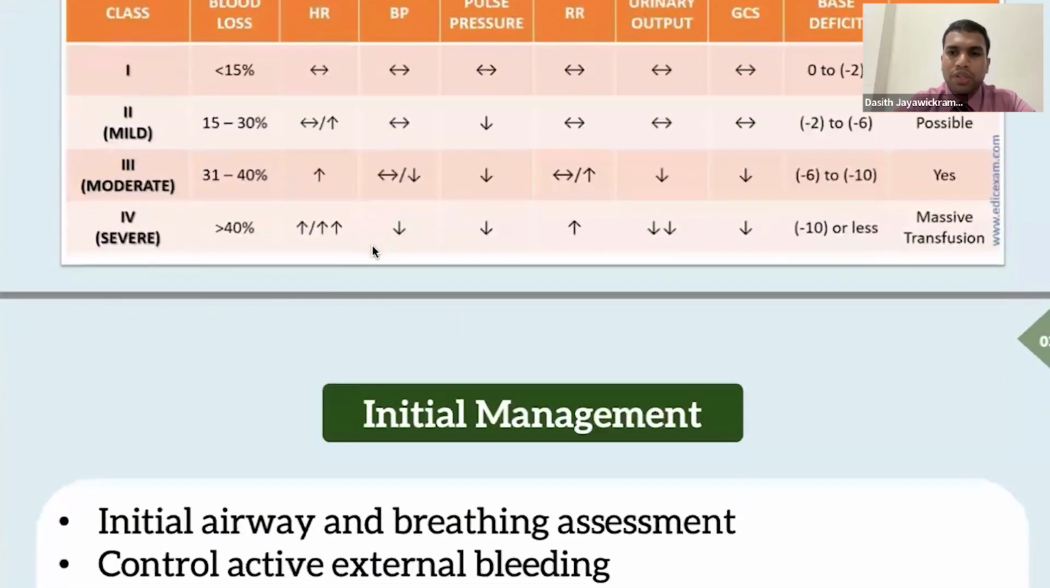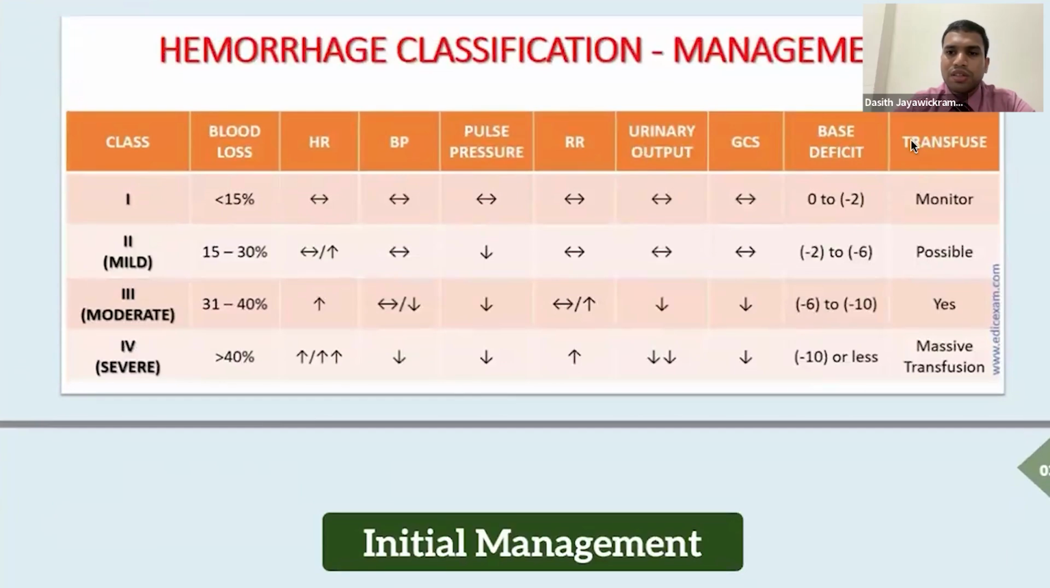So depending on that, blood transfusion maybe is not needed in class 1, but in class 2, it is a possibility. In class 3, definitely yes, we need it. We need blood, and even we might need uncross-matched blood. In class 4, blood is an absolute must, and simple packed RCC might not be enough.